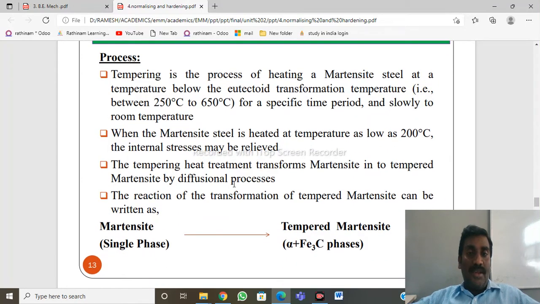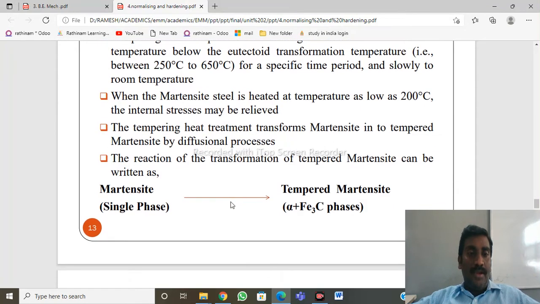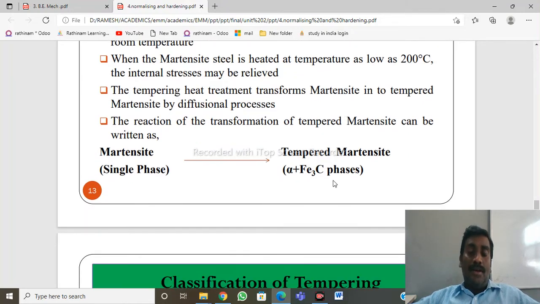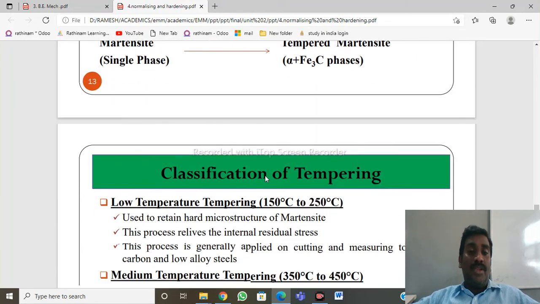When the martensite steel is heated to a temperature as low as 200 degrees centigrade, the internal stresses may be relieved. Tempering heat treatment transforms martensite into tempered martensite by a diffusional process. The transformation reaction is written as martensite single phase to tempered martensite, that is nothing but alpha plus Fe3C, the cementite phase. This is developed after completion of the tempering process.